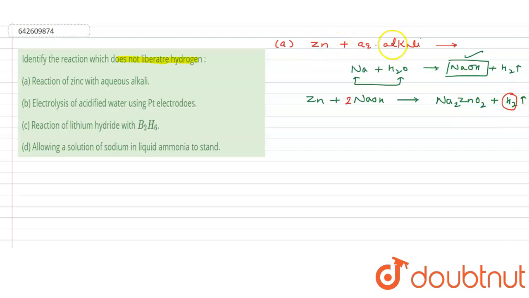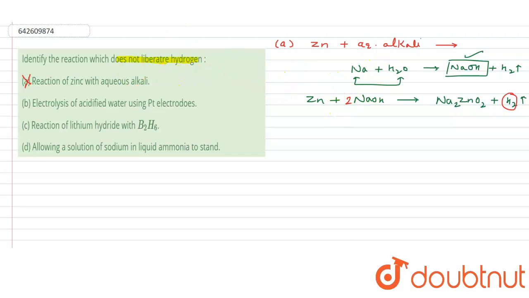So when zinc is treated with aqueous alkali, in this way I can say option A cannot be our answer, because it is asked in the question which of the following reactions does not liberate hydrogen, but this reaction is also liberating hydrogen. So this cannot be our answer.